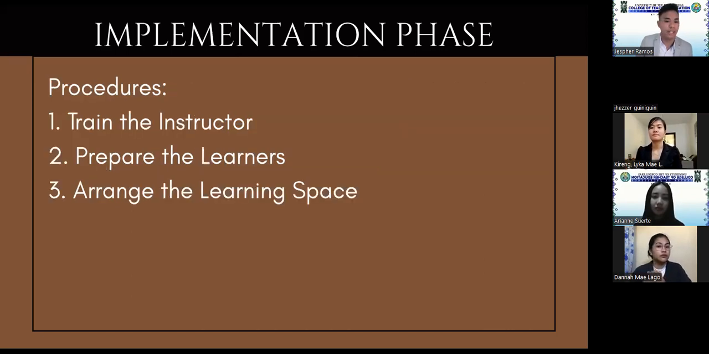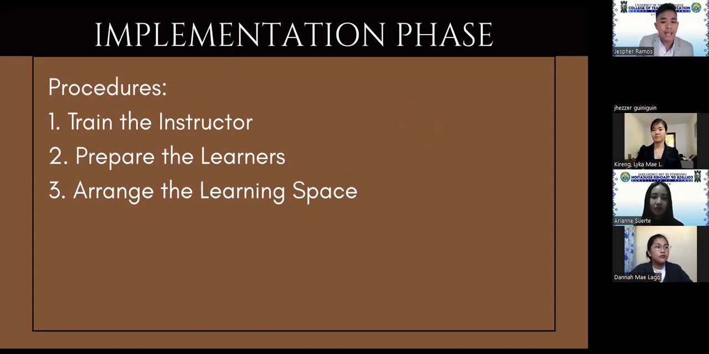So we have the procedures here. We have number one, train the instructor. In a lot of cases, the person that develops a course or training is also the one that teaches it. But there are also plenty of situations where the developer turns the course over to a different trainer or instructor. They have to know the objectives and activities they planned and be familiar with all the media and assessment he is going to use.